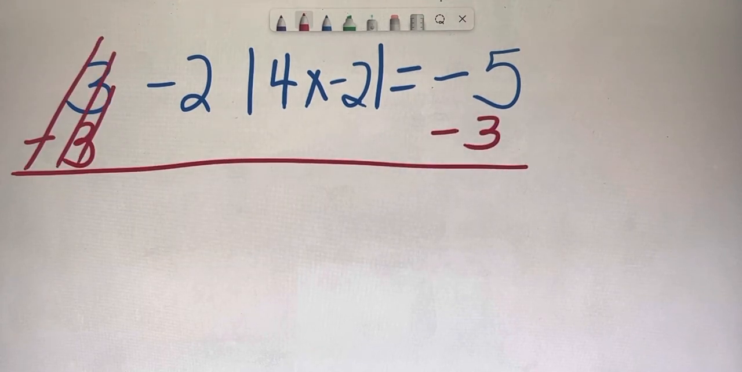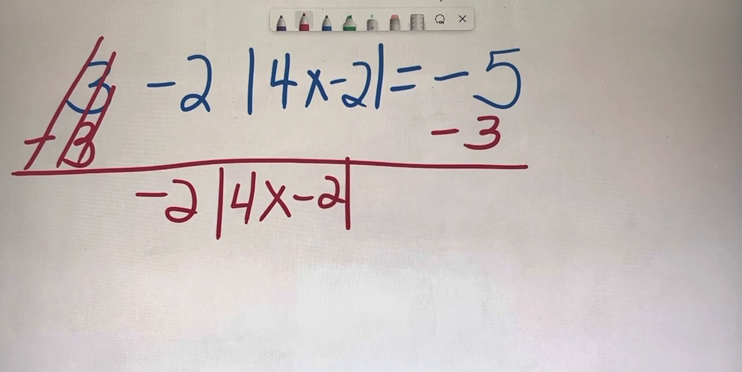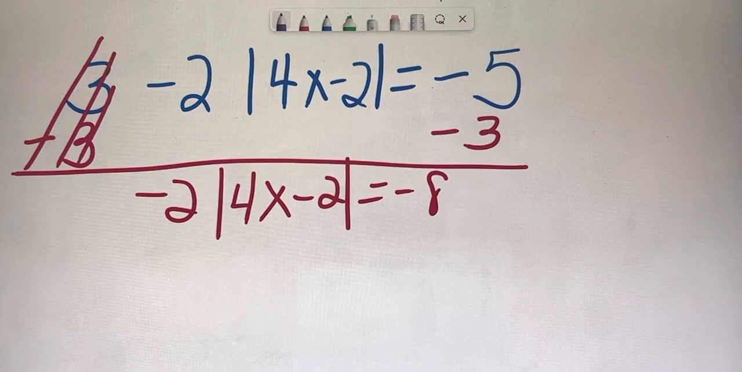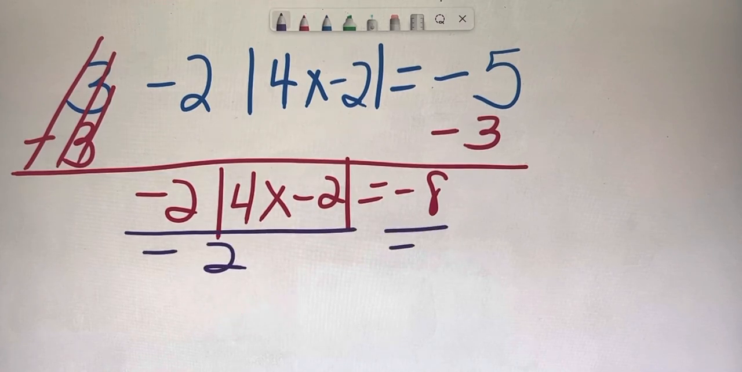And you'll see that this will zero out, which is what I want, and I'm left with -2 times the absolute value of 4x minus 2 equals -8. When I look, I still see that there's a -2 on the outside of the absolute value signs. To get rid of that, I have to do the opposite of what it's doing to the absolute value. In this case, it's multiplying by the absolute value sign. I'm not going to distribute inside. I'm going to divide both sides by -2.